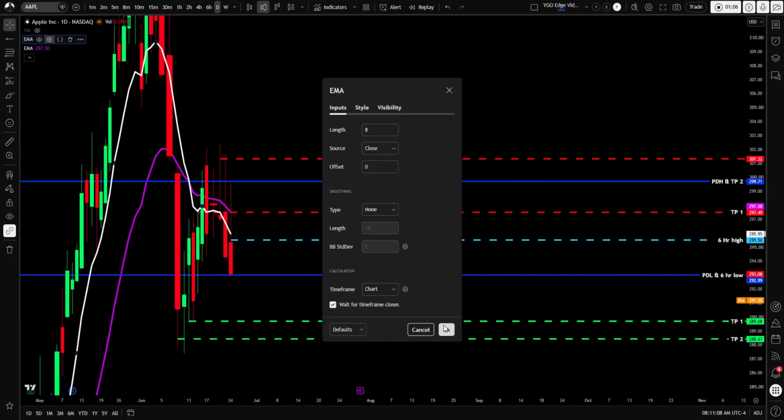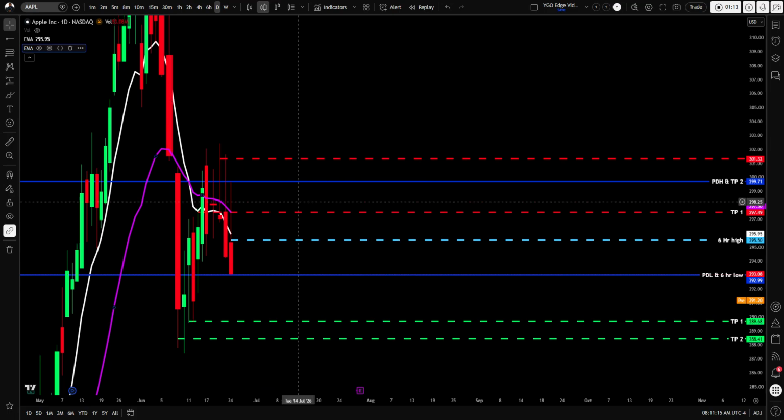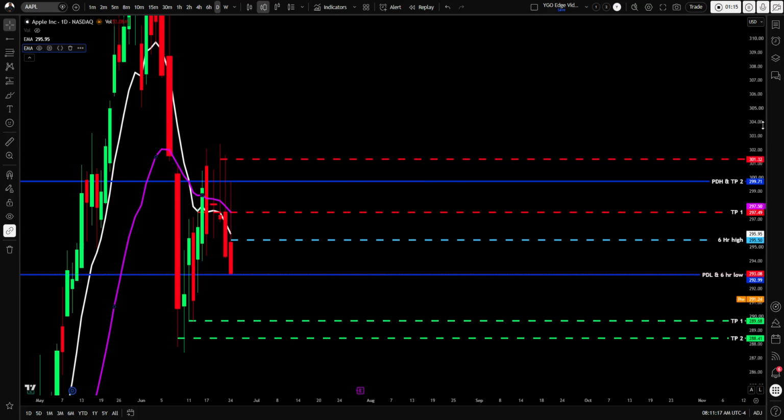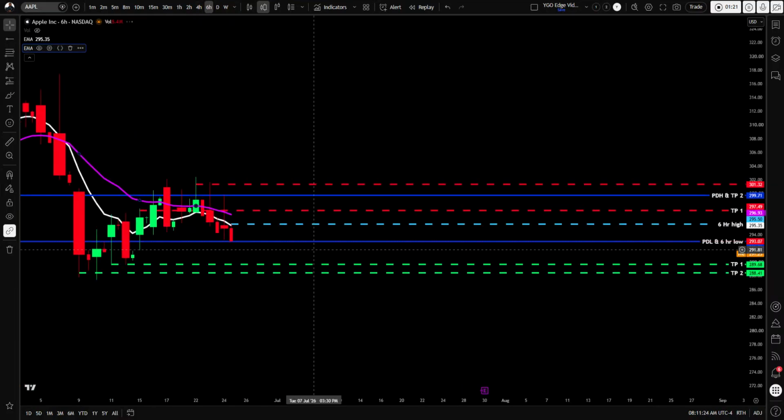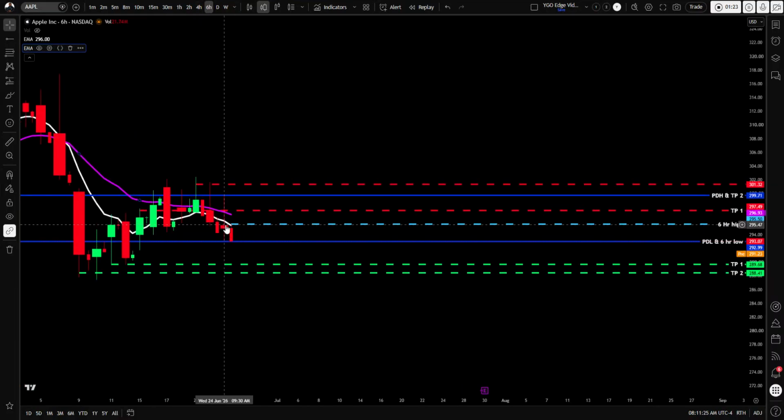I use the 8 and the 21, which is institutional. The 8 is fast, the 21 is slow, and they kind of let me know where price is. When I mark my previous day high and previous day low, I do go down to the 6 hour, because one thing I know is that the 6 hour is a higher time frame with strong movement, and normally when price breaks one of those, it's going.